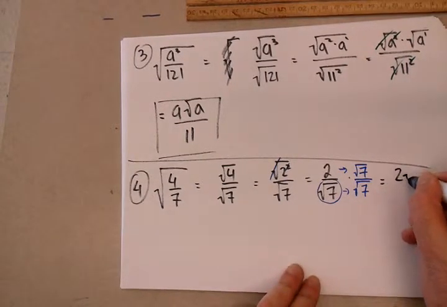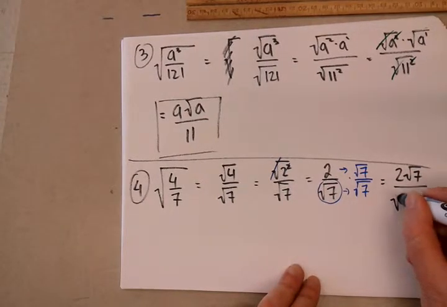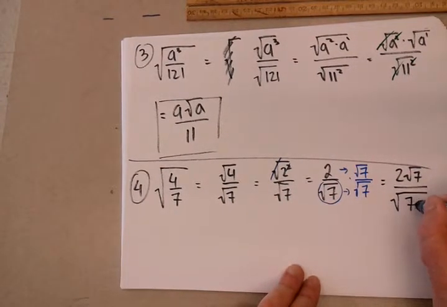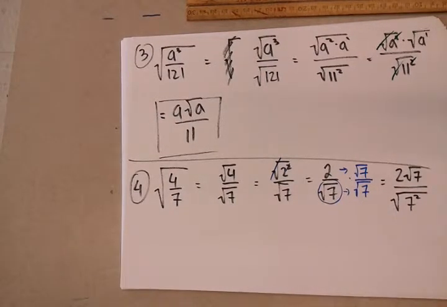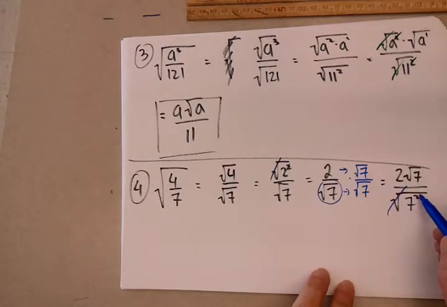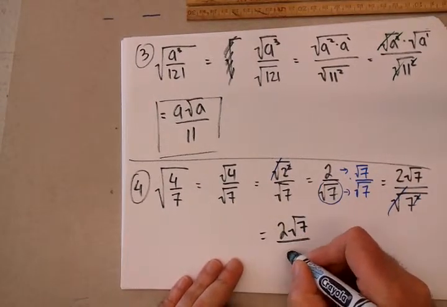On the top it's 2 root 7. Nothing you can do there, that's done. On the bottom, that's going to be 7 squared underneath the root. 7 times 7, 7 squared. And as we know, we can cancel out a square root with its power of 2, which gives us a final answer of 2 root 7 over 7.